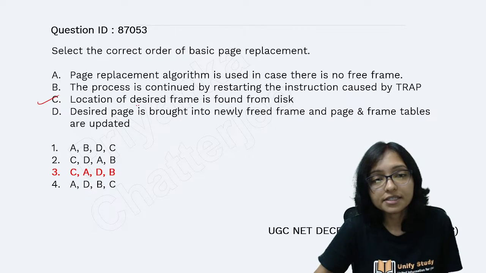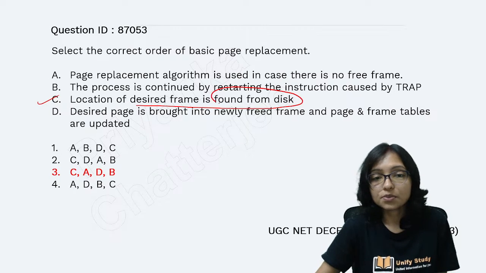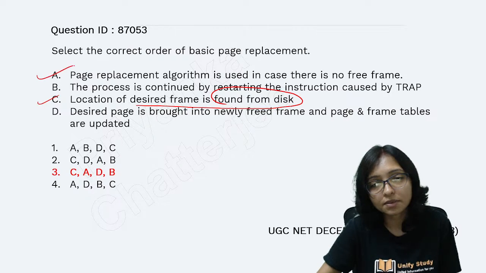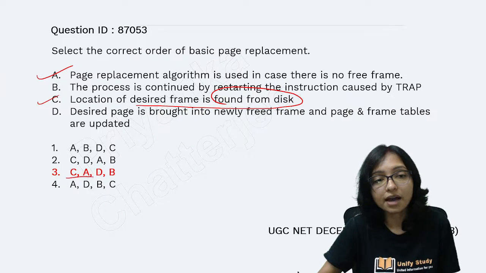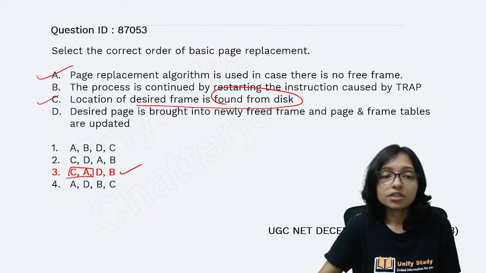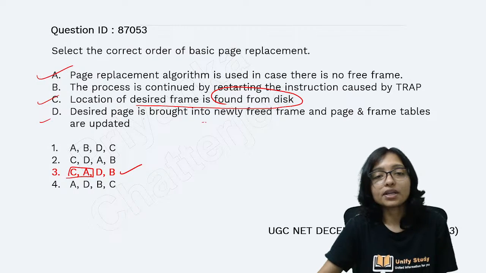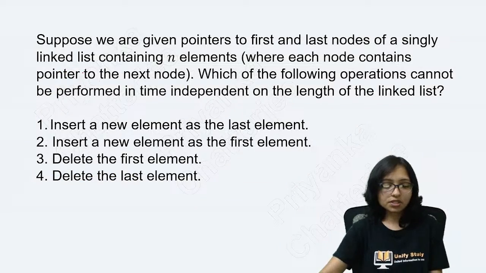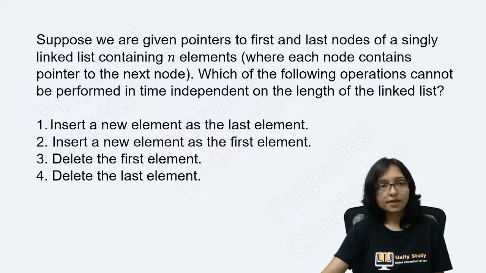When the desired frame location is not found, the space is not there, then only I will try to replace, the page replacement algorithm. So C, after that A. With this option only you can do it. So C, A, then D, desired page brought in newly, then after that the last one. So now the next question is for you. Do this one.